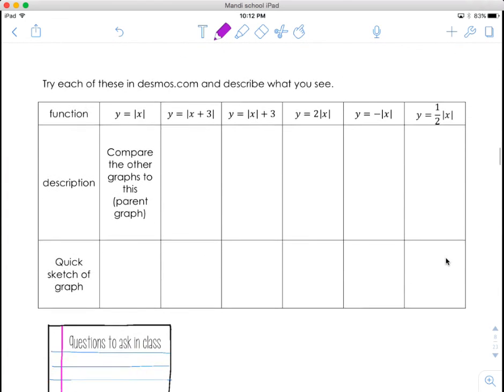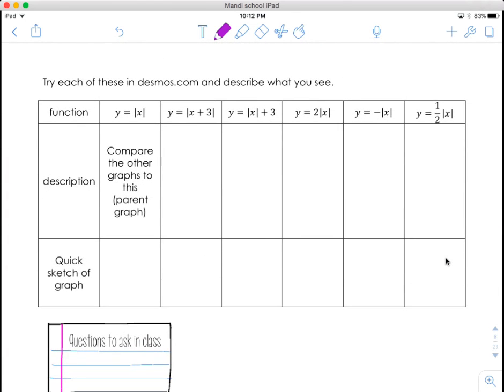Okay, so I'm not going to do this part for you, but I want you to go ahead and go to Desmos.com. This is on your Chromebook. And try each of these and then describe what you see when you put these into Desmos.com. So you can sketch a quick graph of what's going on down here. So here's where you sketch. And then just describe in words what happens when you put each of these in there. And then we will do some examples of this in class tomorrow.